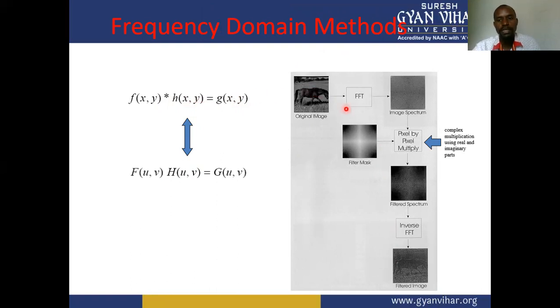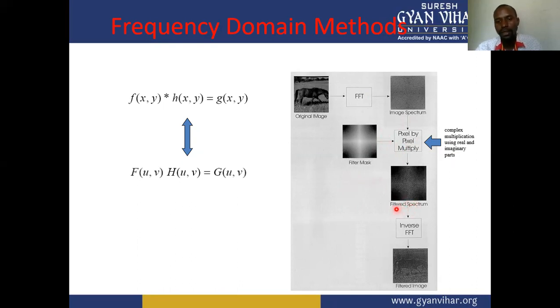Using this example, we have our original input, then we apply the frequency filters, or you can say we are applying the Fourier transform, then we get our image spectrum. From this image spectrum, we have divided the image into several pixels, and from there we get pixel by pixel. Here we apply the filter mask plus the image spectrum in the form of pixels. We apply a complex multiplication where we use real as well as imaginary parts. From the product of the image spectrum and filter mask, we get a filtered spectrum.